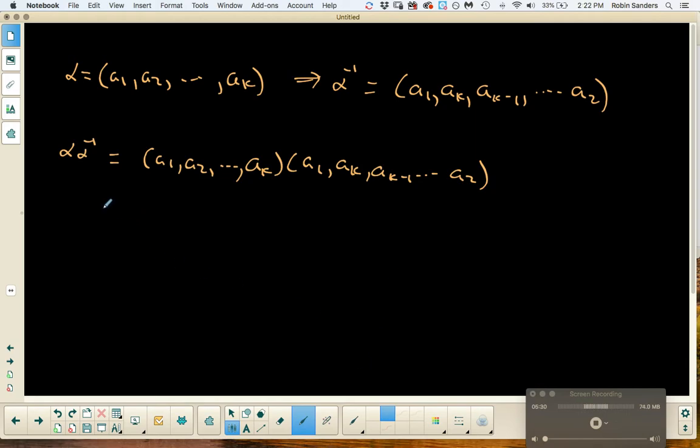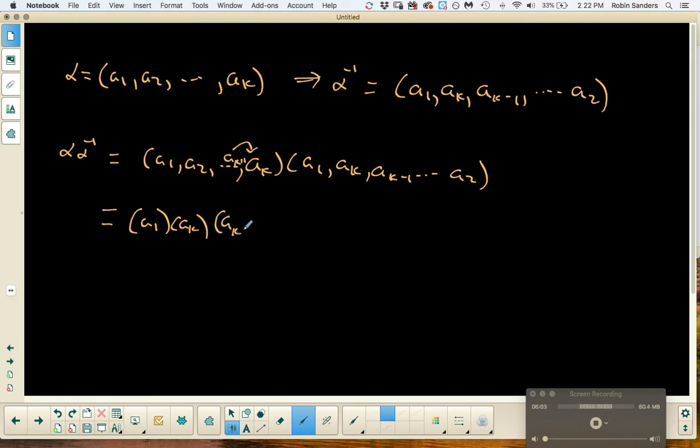And when we actually do the composition, A1 is going to go to AK, and AK goes back to A1. So A1 is just going to be a single one cycle. And then AK goes to AK minus 1. Well, AK minus 1 sits here, and so AK minus 1 goes back to AK. So AK is a single one cycle.